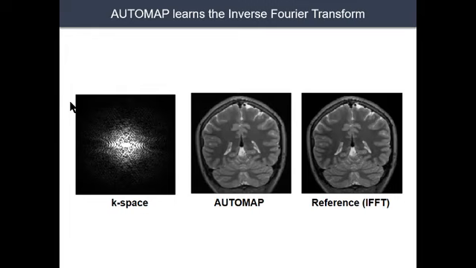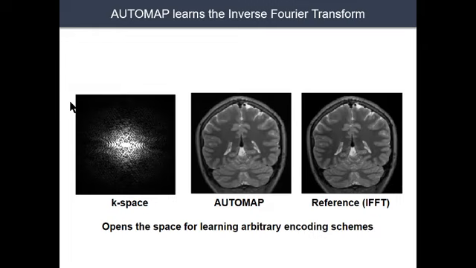Remember, it's trained on trees and dogs and such, and it's never seen anything close to a brain before or any in vivo data whatsoever. Okay, fine, you might be thinking that's cool and fancy, but we already know how to do a Fourier transform. So what? Well, because it can learn the Fourier transform, which is essentially an arbitrary encoding, it can learn other encodings too, and even beyond Fourier. And in those more sophisticated acquisitions is where AutoMap actually shines the most.